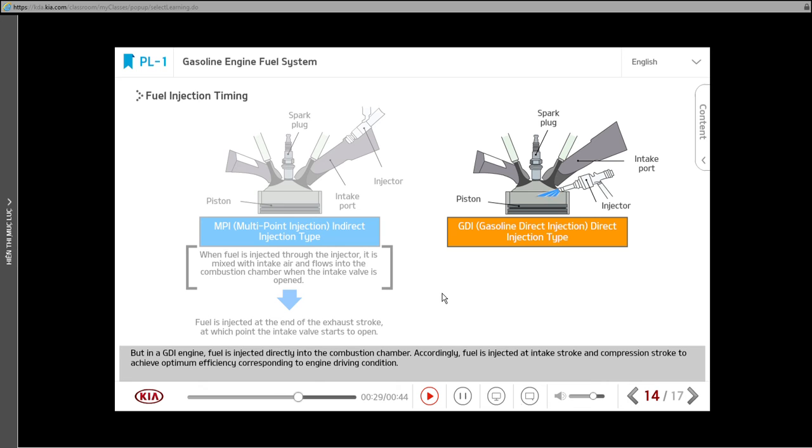But in a GDI engine, fuel is injected directly into the combustion chamber. Accordingly, fuel is injected at intake stroke and compression stroke to achieve optimum efficiency corresponding to engine driving condition.